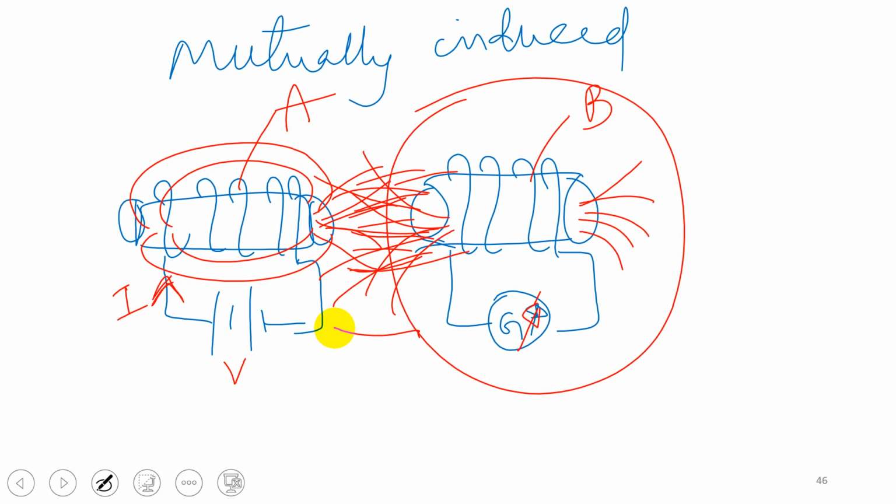The flux changes, and that flux will not only link coil A, it will also link coil B. So the flux of coil A linking coil B gives the mutually induced EMF. The mutually induced EMF in coil B persists as long as the current in coil A is changing. If you remove this voltage here, the current stops, and there is no mutually induced EMF in this coil.